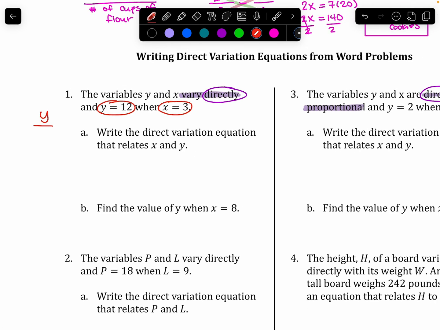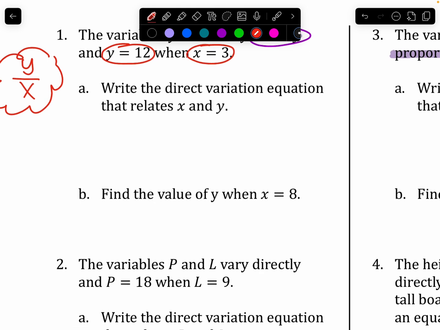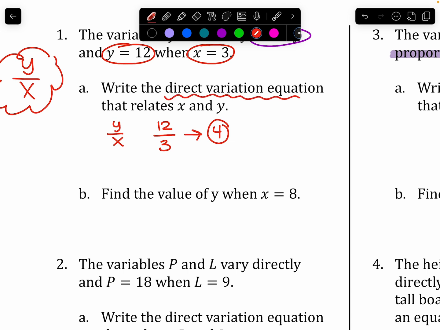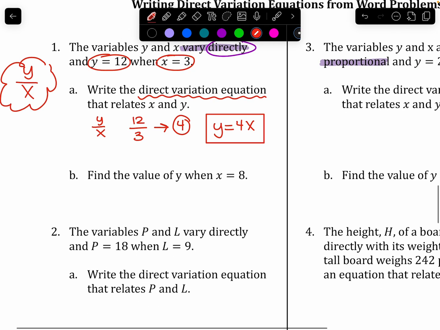If you know for a fact you've got a direct variation problem, you must set up your proportion by doing y divided by x. You have to. You can't do x divided by y. You've got to do y divided by x, okay? So I'm supposed to do y over x. That means I'm going to do 12 over 3. And I'm going to go ahead and just simplify that, and that's going to be 4. So my direct variation equation is going to be y equals 4x.